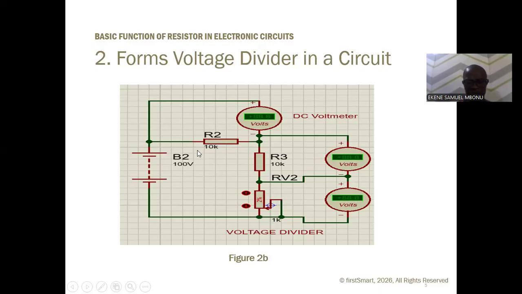We say that the algebraic voltage about a loop is 0. This is a loop. This is a circuit. What it means is that this is 100. When we sum the voltage across this 10K, this 10K and this variable resistor, they will always give us 100. So the sum of the algebraic voltage about a loop is always 0, meaning that 100 minus this minus this minus this must give us 0.